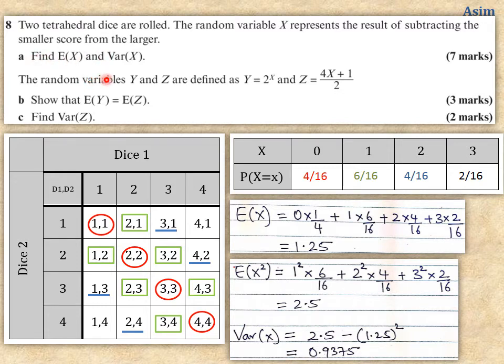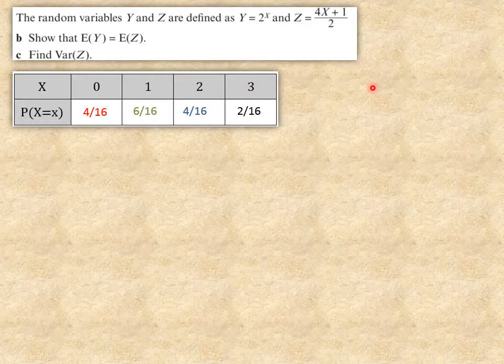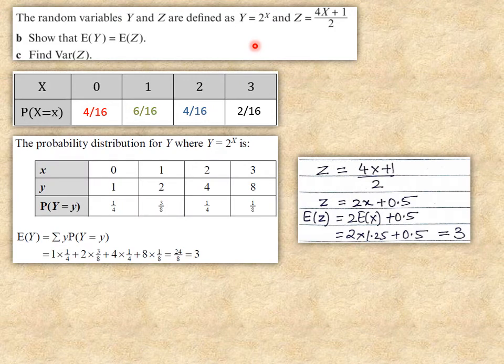Parts B and C involve coding. Let us take the new slide. Okay, the next part of the question says the random variables y and z are defined as y is 2 power x and z is linear, but this is not linear. So for this, you draw another distribution table, the probability distribution table for y. Y is nothing but 2 power x, correct? These are all the x we have.